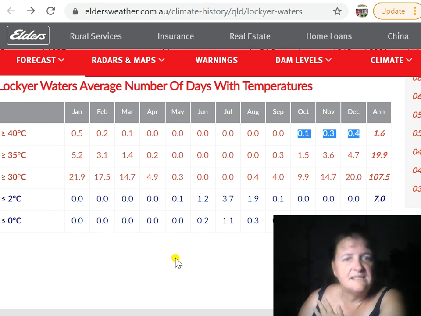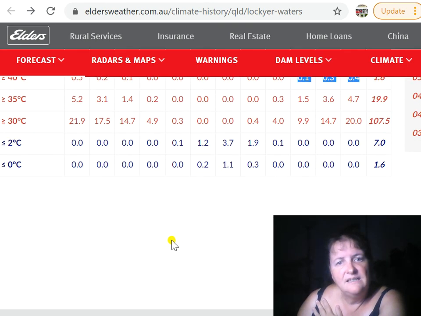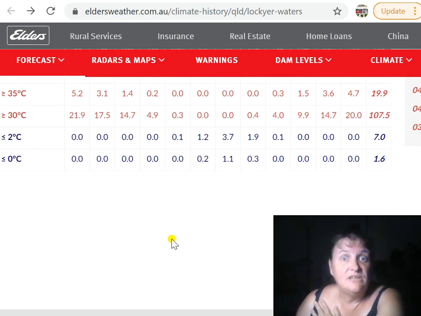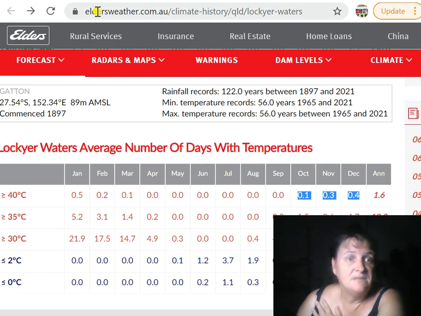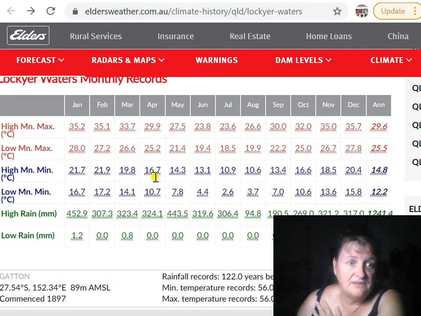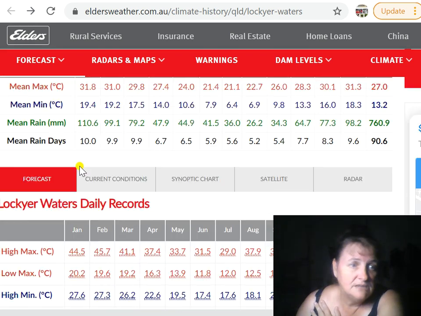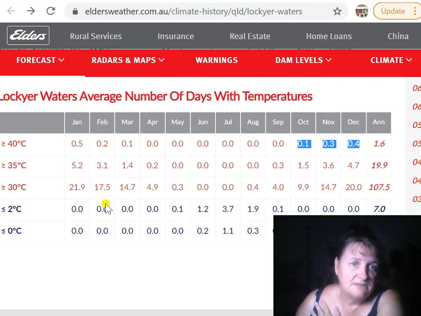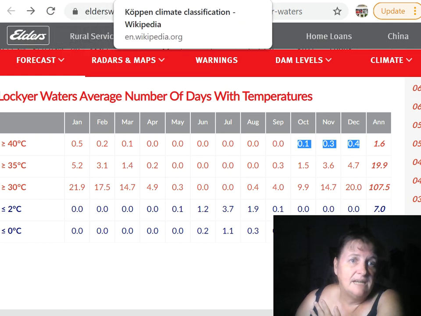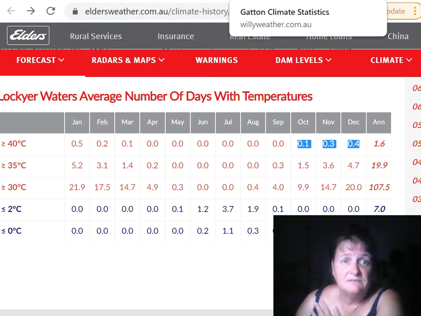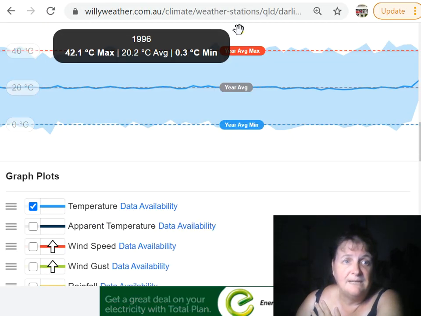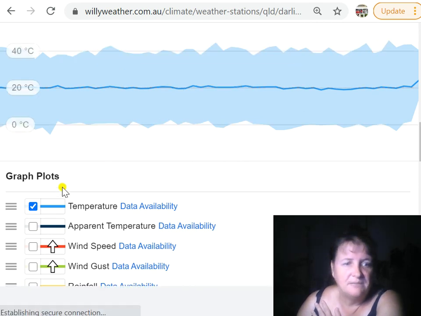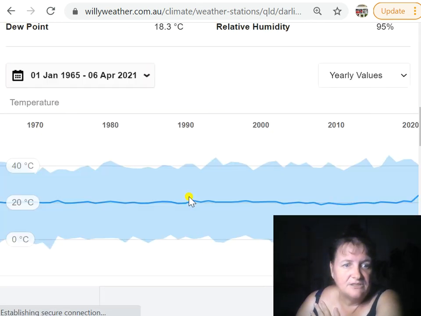So that's basically weather in Lockyer Waters in a nutshell. The Elders Weather Climate History website has other interesting information on it as well that you might find useful. But that one's a really interesting little graph. Other than that, BOM and Willy Weather, I'm not sure how to pronounce that. Willy Weather's got all sorts of things.